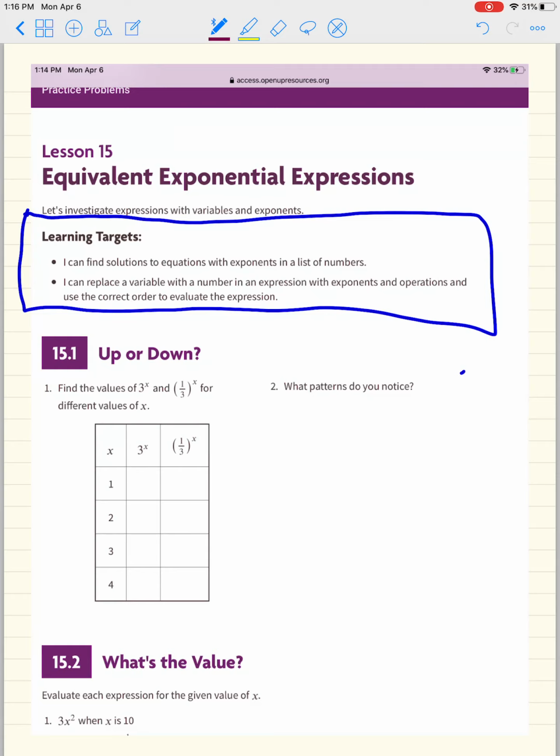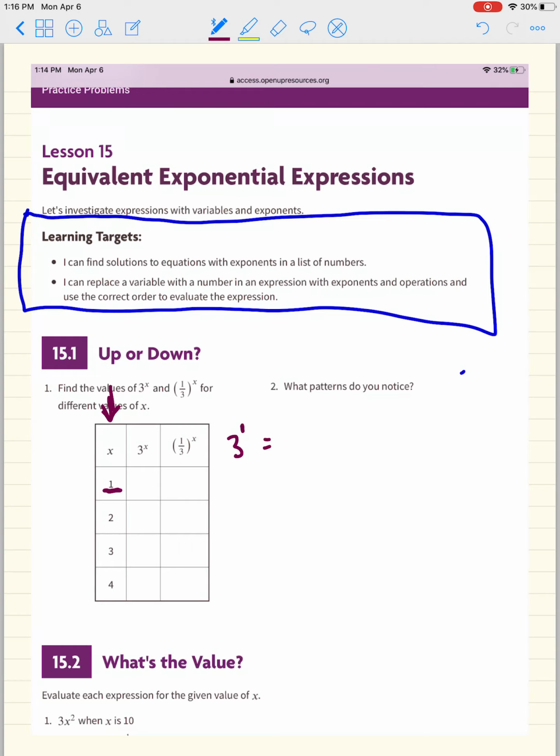So for 15.1, it says find the values of 3 to the x power and 1/3 to the x power for different values of x. So here we have all the different values of x that we're going to put into where x is, and we're going to solve for it. So for the first one, we're going to put this number 1 into the x spot. So we're going to have 3 to the first power.